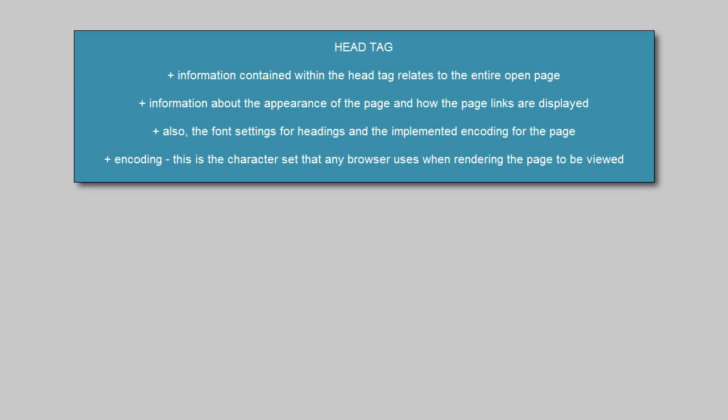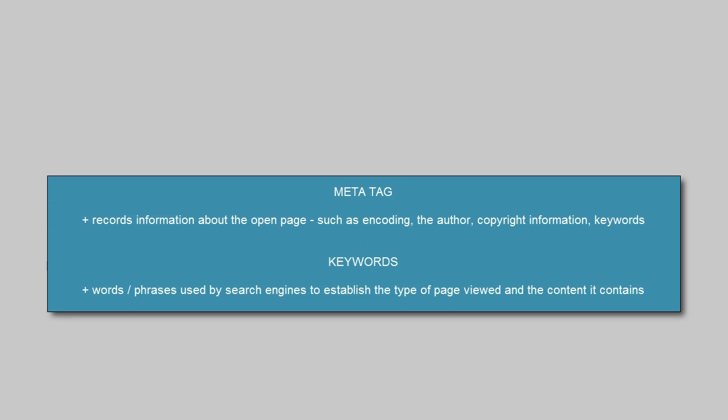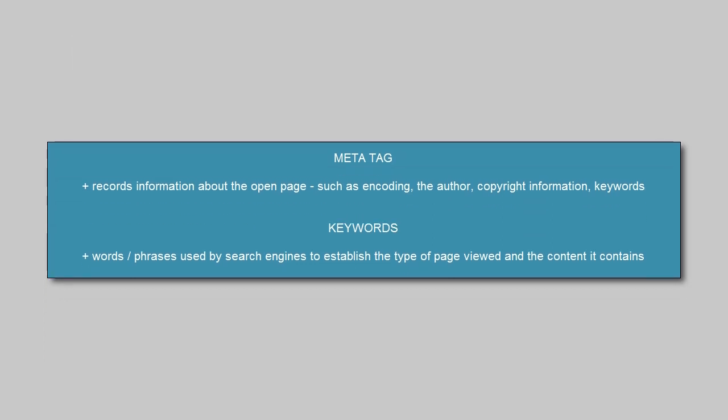Now I'll just put some information on your screen relating to what head tags are and meta tags and keywords. So can I suggest you pause the screen if you need to know a little bit more information, in particular about head tags and meta tags, because what we're going to deal with in this lesson is the integration of keywords. And you can see with this information at the bottom of our screen that keywords are words or phrases used by search engines to establish the type of page viewed and the content it contains.